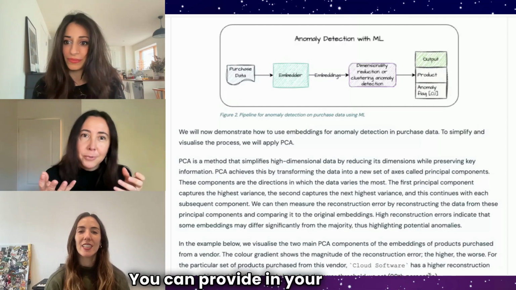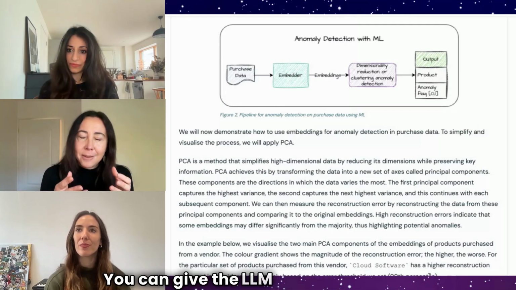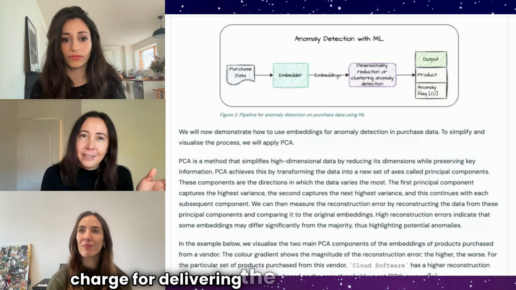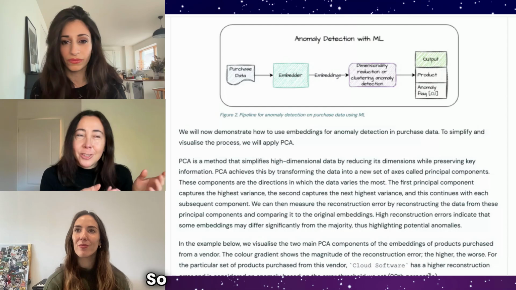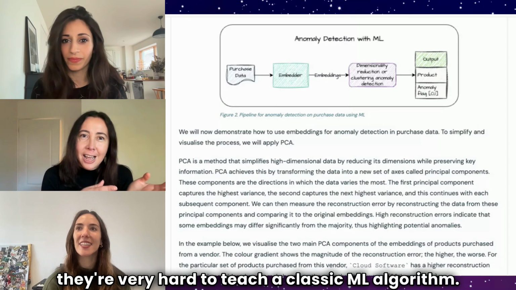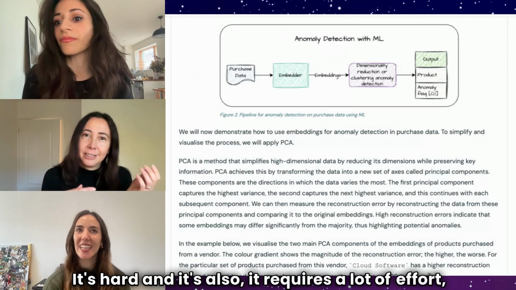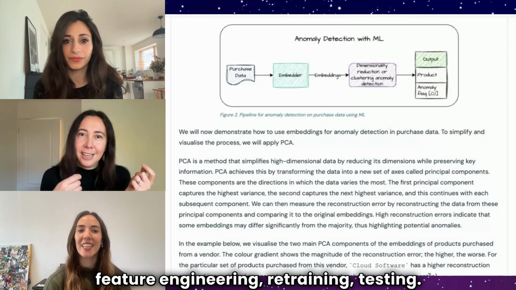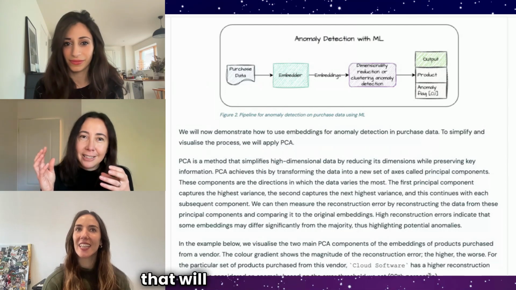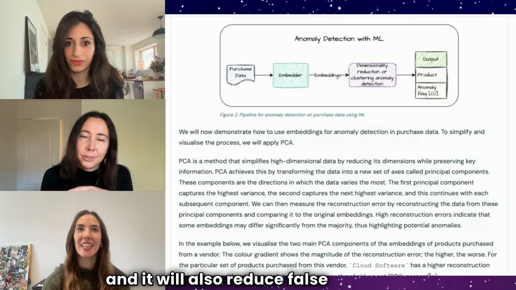You can provide it in your prompt, or with a RAG approach, or tools with agents. You can tell the LLM that it's normal for vendors to charge for delivering the things they produce. These kinds of use cases are very hard to teach a classic ML algorithm. It requires a lot of effort: feature engineering, retraining, testing. With the LLM, you can add context that enhances your result, and it also reduces false positives.